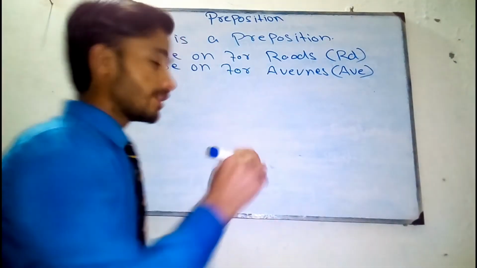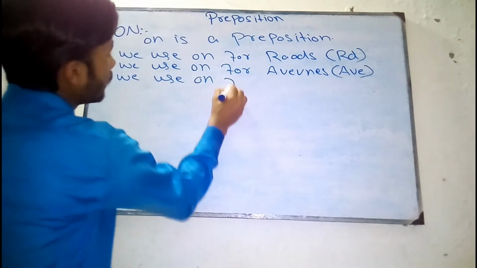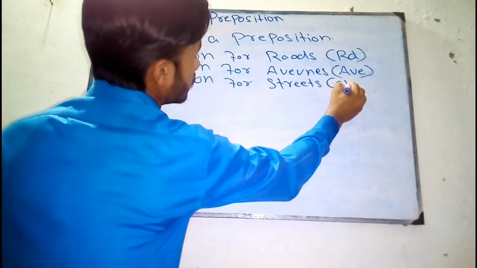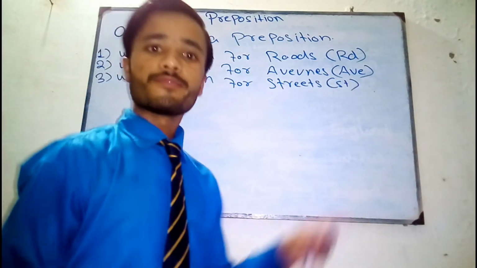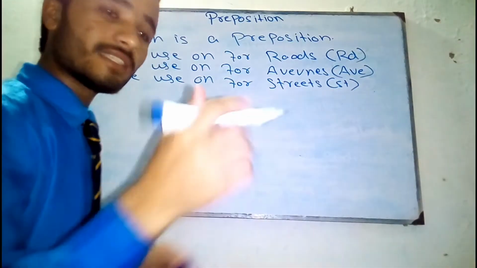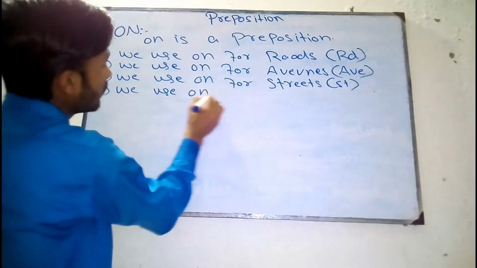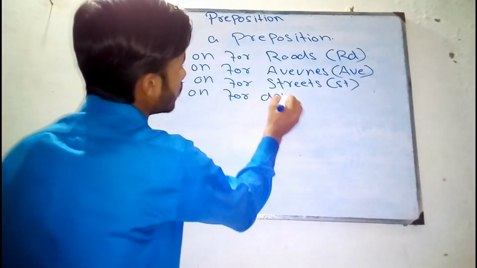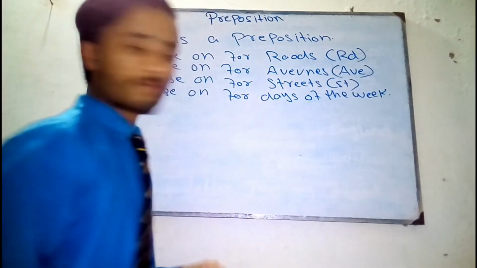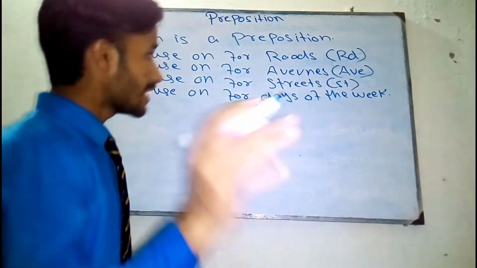Is this clear? Number 3, we use "on" for streets. We use "on" for streets as well. Whenever we want to talk about streets, then we use "on". Is this clear? See the fourth one. We use "on" for days of the week. We also use "on" for the days of the week. Is this clear?